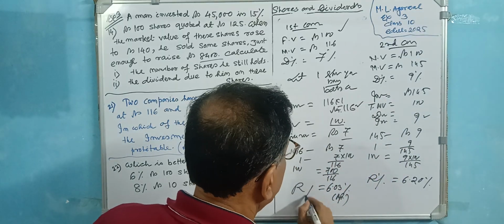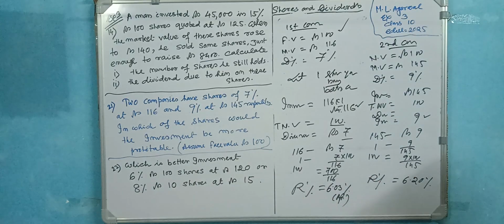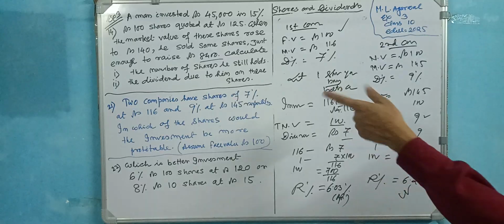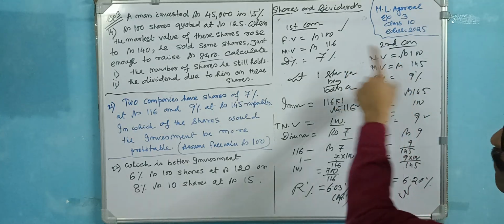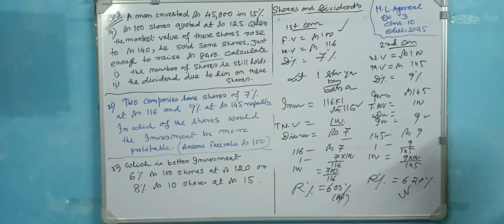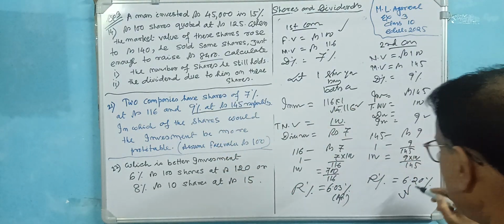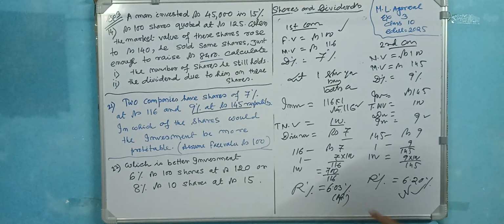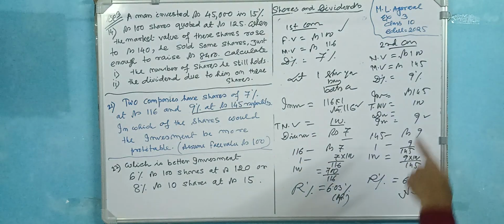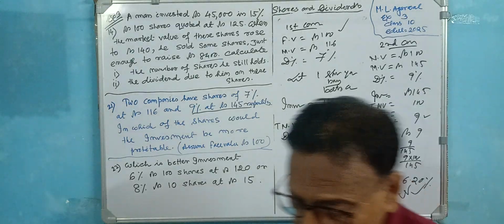Actually, this is the return percent. So which one is the better investment? Here the return percent is 6.03. Here the return percent is 6.2. So this is the better investment. So what is your ultimate answer? In this second part, this is the better investment. Okay, here the return is 6.03%, here it is 6.2, this is greater, so the return is greater, so your better investment is here. Okay, so this is the way you calculate.